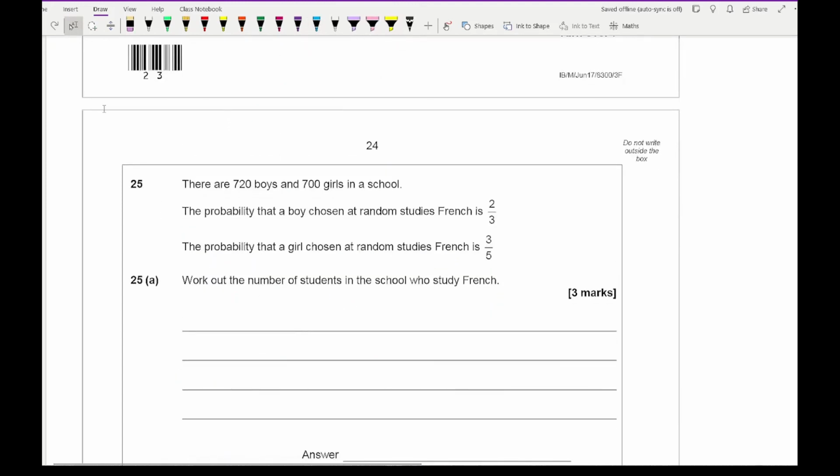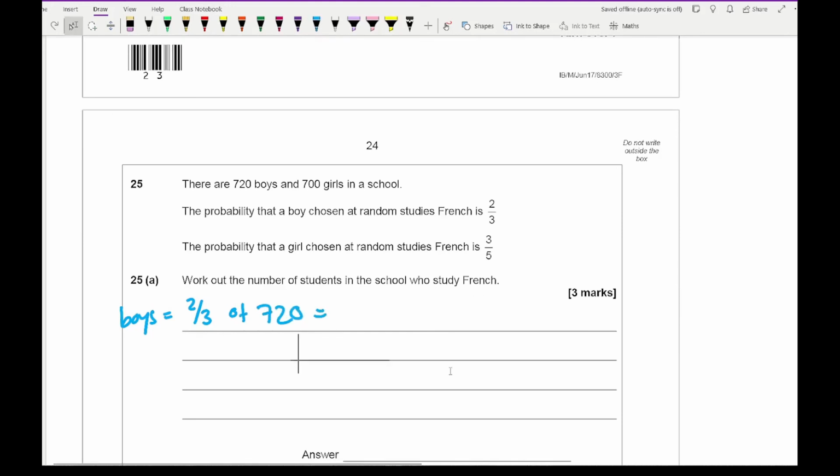Then moving on to question 25, it says that there are 720 boys and 700 girls in a school. The probability that a boy chosen at random studies French is 2/3. The probability that a girl chosen at random studies French is 3/5. Work out the number of students in the school who study French. So in terms of the boys, we want to work out 2/3 of 720.